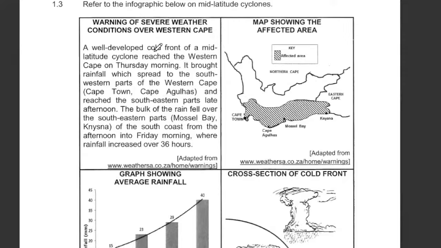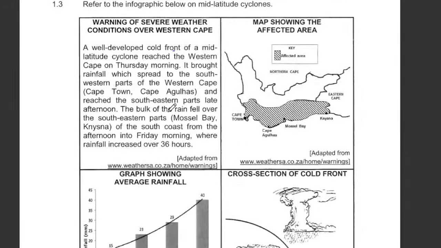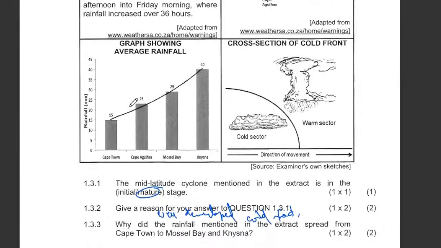The first question is, the mid-latitude cyclone mentioned in the extract is in which stage? Already in the extract, they have said a well-developed cold front. A well-developed cold front develops in a mature stage. So the answer here is mature stage. Give a reason for your answer. The extract has already stated that well-developed cold front. There are some other answers that you can give, like the severe rainfall that is spread all over, and so on and so forth.